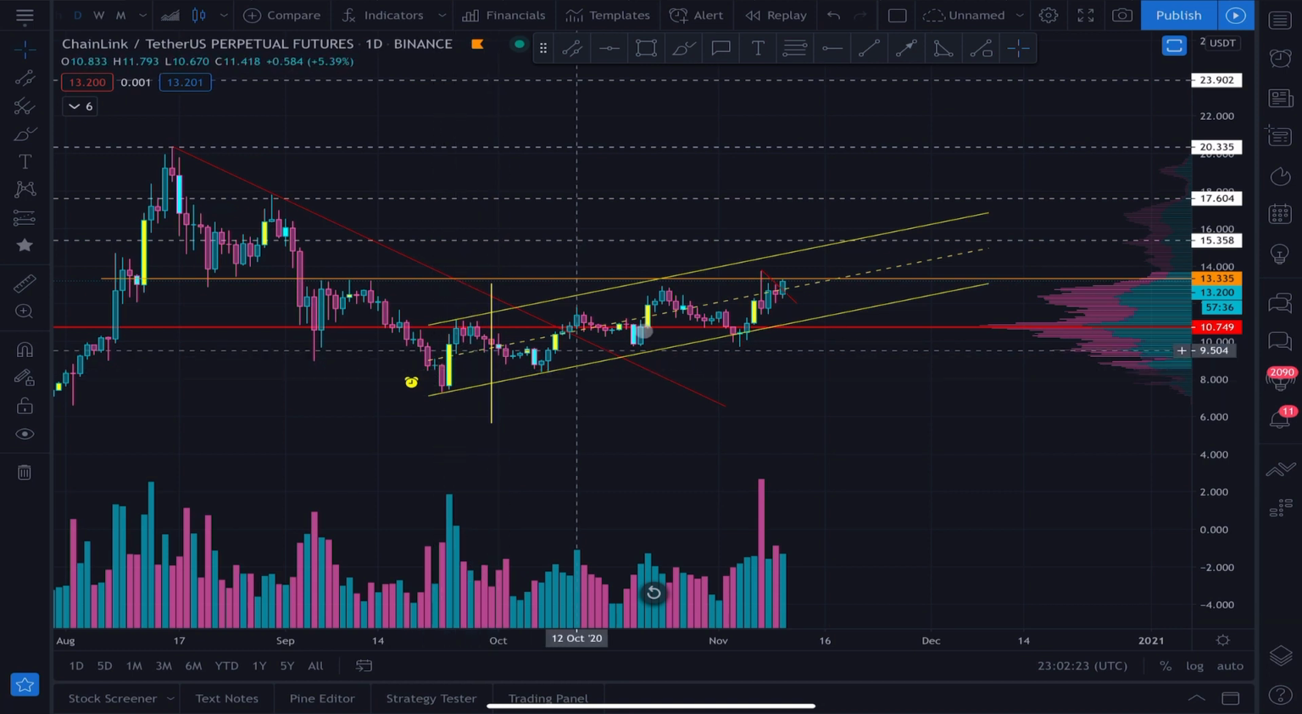So here we are on Chainlink. We have this ascending channel on Chainlink. It's looking beautiful. We want to make an entry anytime we're at the bottom of the range. This spring would have been fantastic. Anytime you're at the bottom of the range, it's a fantastic place to buy. But how do you know how big to go?